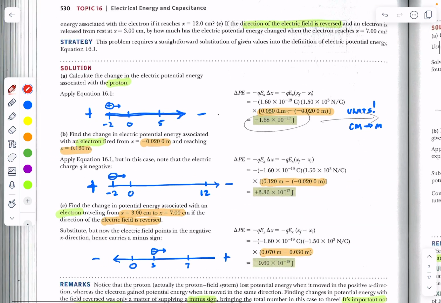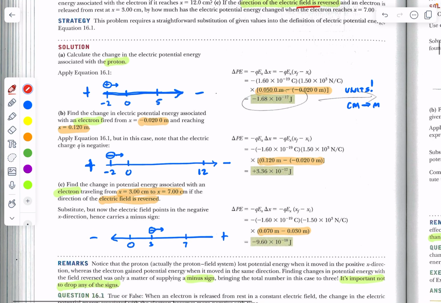And then in part C of the problem, we're going to reverse the electrical field. So what I've done here is attempted to draw an electrical field going from positive to negative. And notice my arrow by convention is moving from positive to negative. And I've designated some positions as well. Position of -2, 0, and +5.